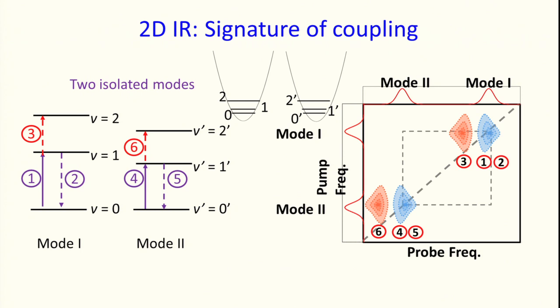Okay? So, in a no coupling case, we can expect to see modes along the diagonal. This diagonal here represents the pump frequency equal to probe frequency situation. So, we expect along the diagonal as many positive and negative pairs as the number of non-degenerate vibrational normal modes in the molecule. Okay? This is what we expect when coupling is not there.